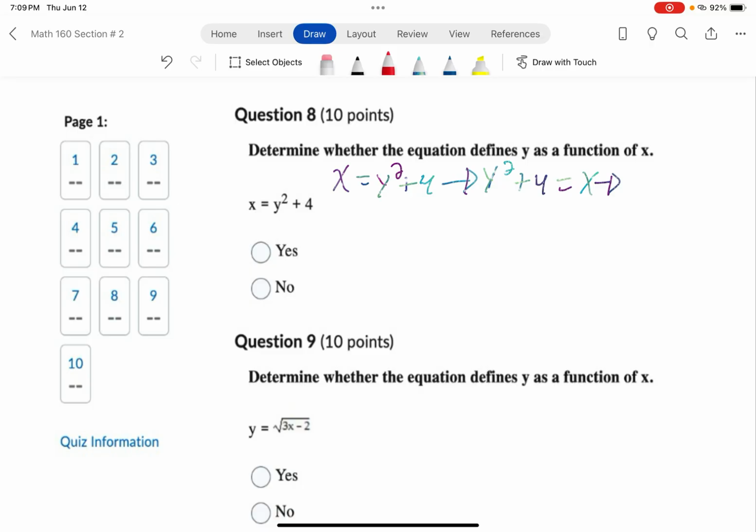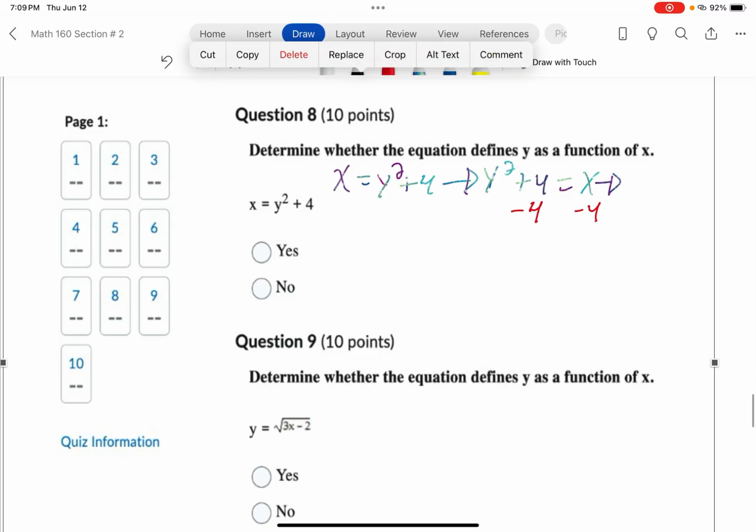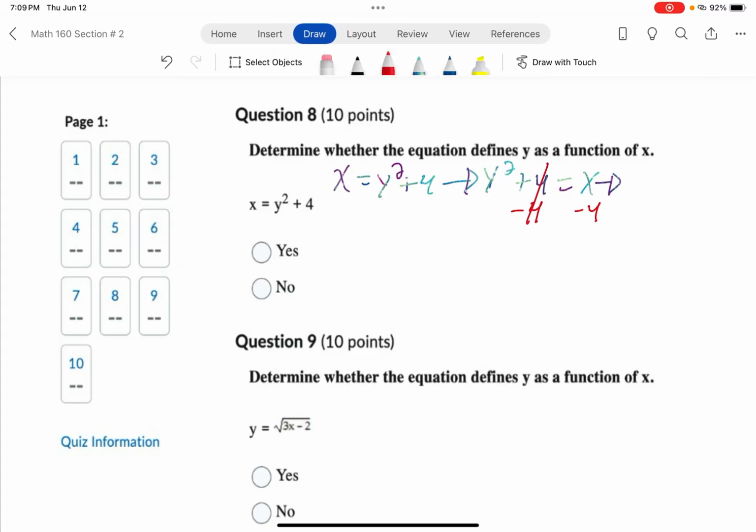To cancel this positive 4, I will subtract 4 here, but if I subtract 4 on one side, I need to do it on the other side. I will do the same on both sides. If I do something on one side, I need to do it on the other side. So here I will cancel positive 4 with negative 4, because positive 4 minus 4 is 0, nothing. So I will remain with y squared is equal to x. Here on this side I have minus 4 now, because I subtracted 4.